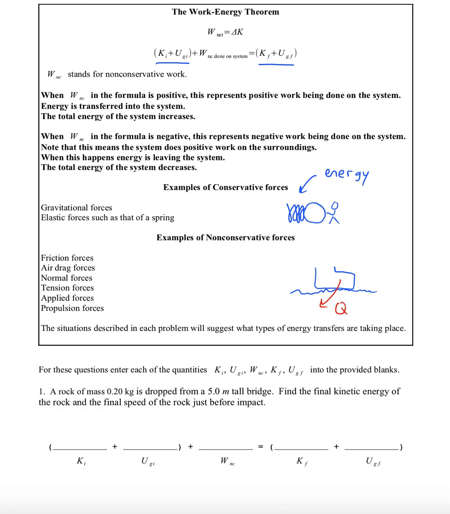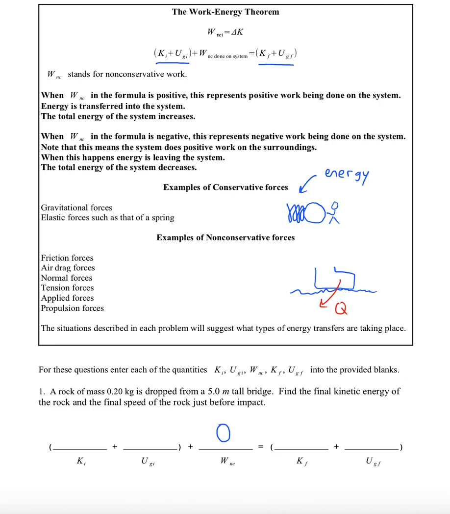We'll try a bunch of examples here to hopefully make it clear how the work energy theorem works. This one says a rock of mass 0.2 kilograms is going to be dropped from a 5-meter tall bridge. Find the final kinetic energy of the rock and the final speed of the rock just before impact. So here, this involves just gravity. You're going to release the rock and you're not going to have an influence on it after that. So this is going to be a case where the non-conservative work is actually zero.